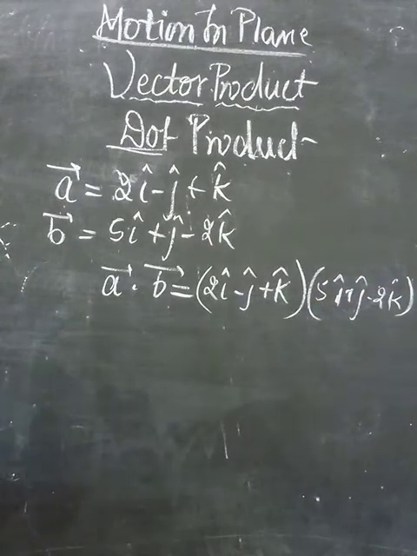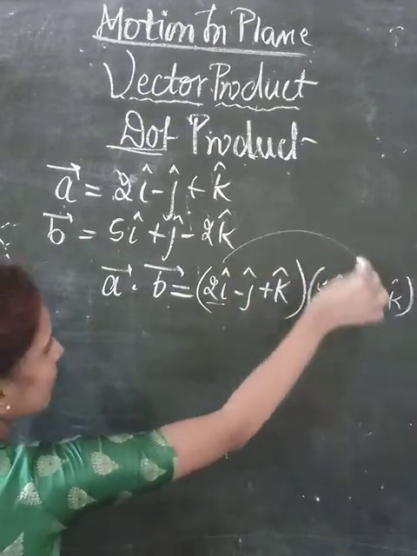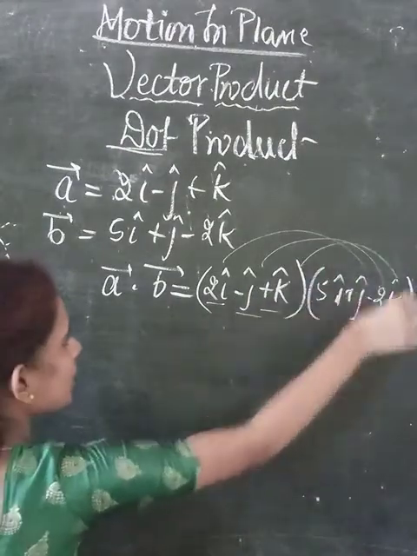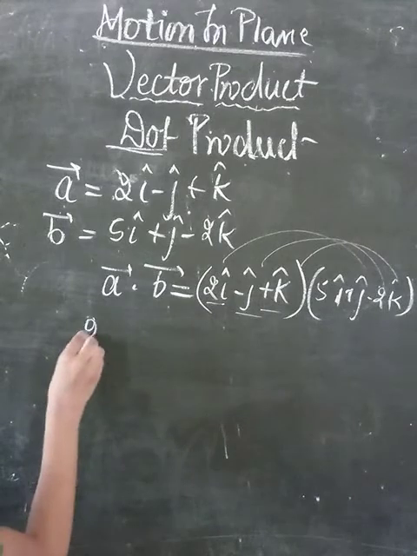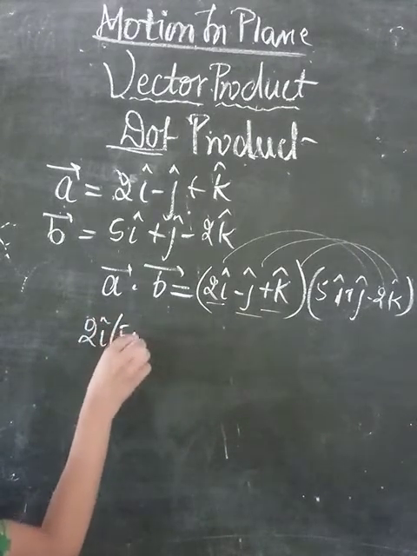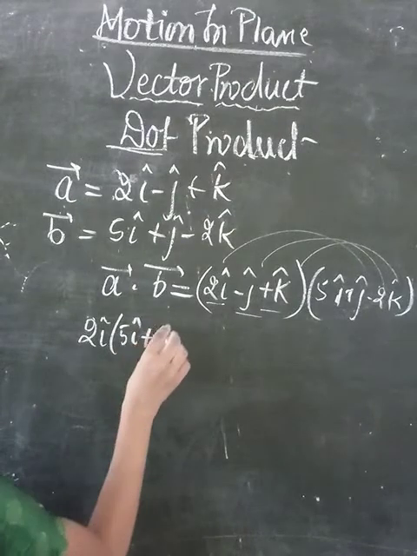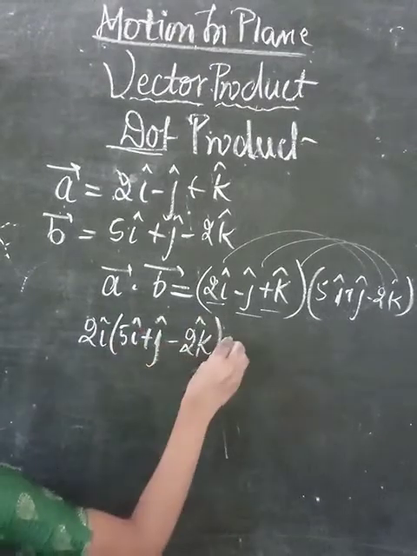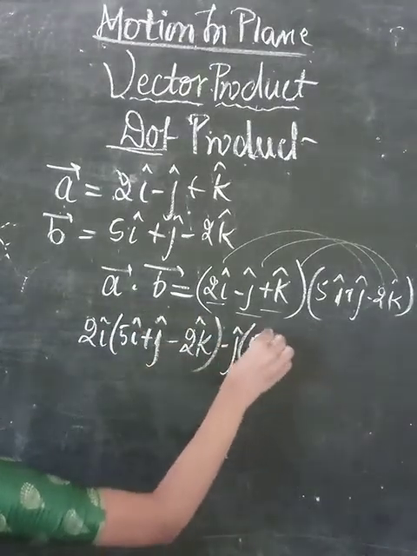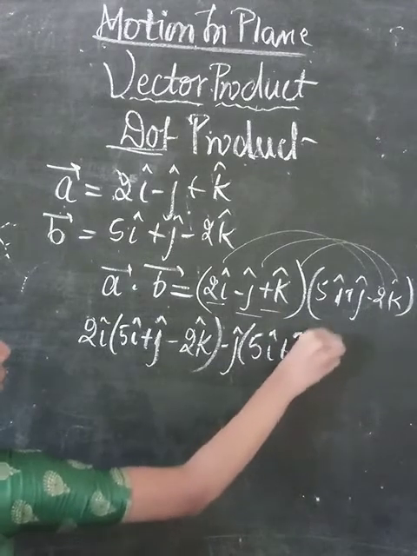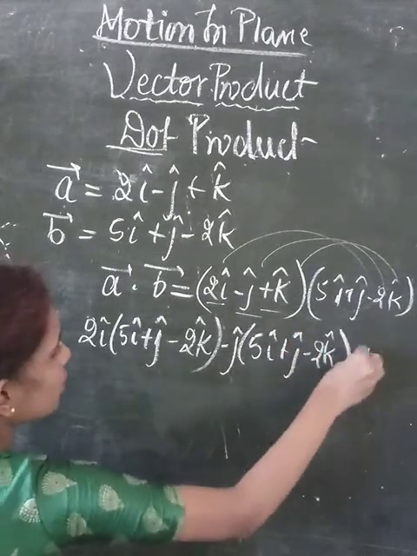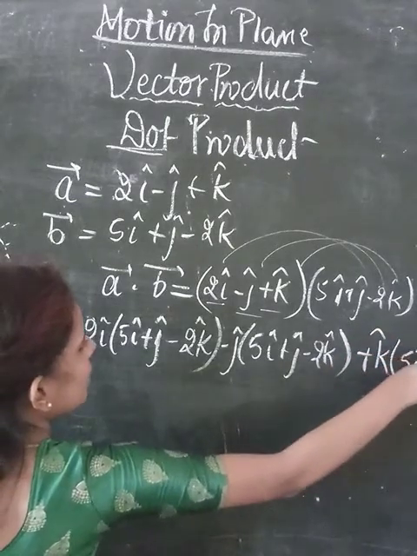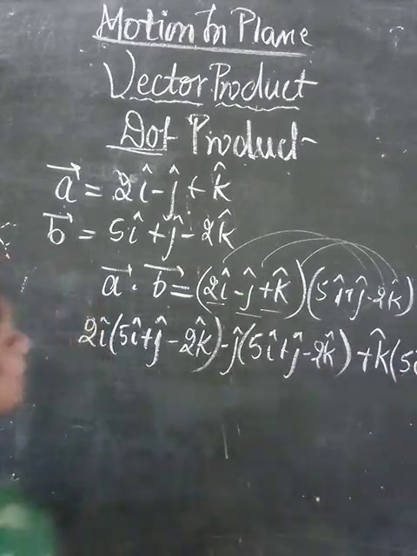We know whenever there are two brackets, the quantity from the first bracket is multiplied to the whole bracket. Again the second quantity is multiplied to the whole bracket, and the third quantity will also be multiplied to the whole bracket. So we can write it as 2i multiplied through the whole bracket. The next term is minus j, which will also be multiplied to 5i plus j minus 2k. Then again plus k will be multiplied to 5i plus j minus 2k. So these three are multiplied together.